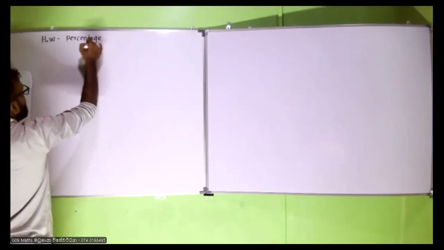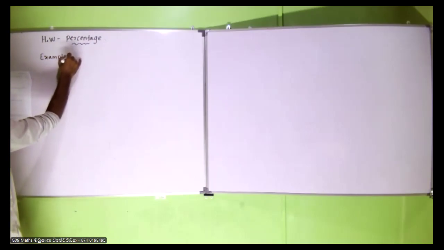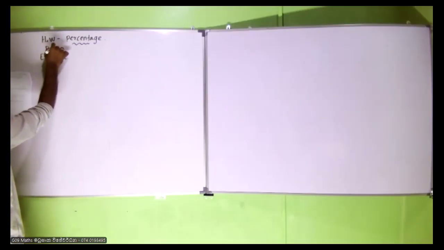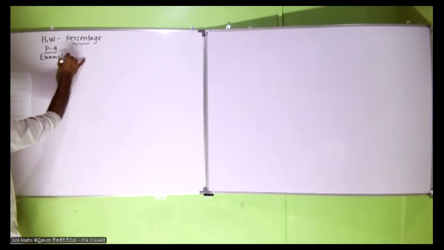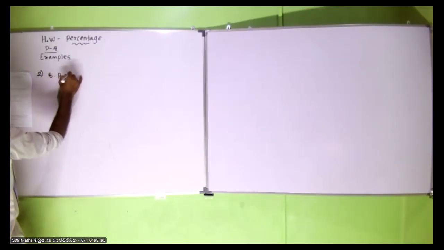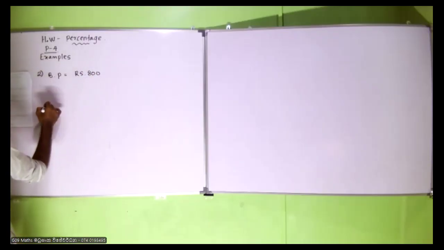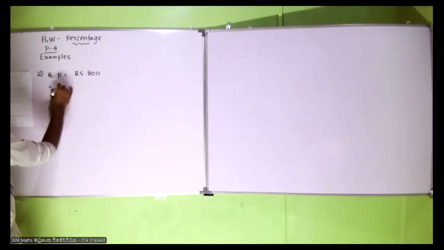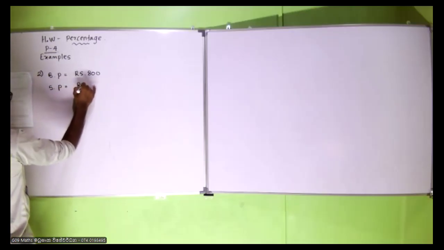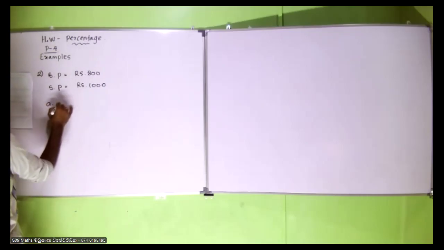There are a few examples on page number 4 as well. Under examples, I will do the second question. A trader bought a shirt, so buying price equals 800, and sold it for 1000 rupees. Selling price equals 1000 rupees. Part A, what is the profit?